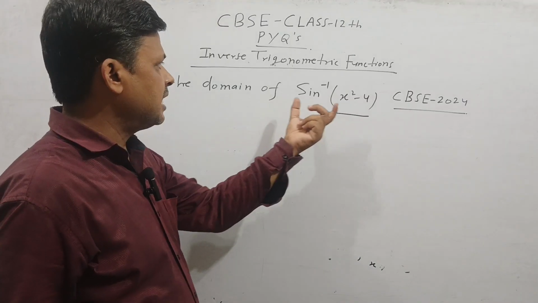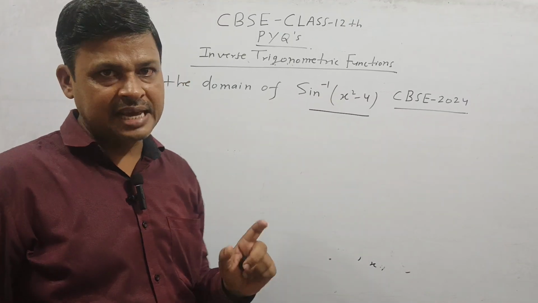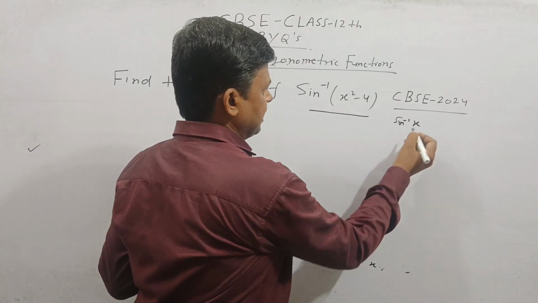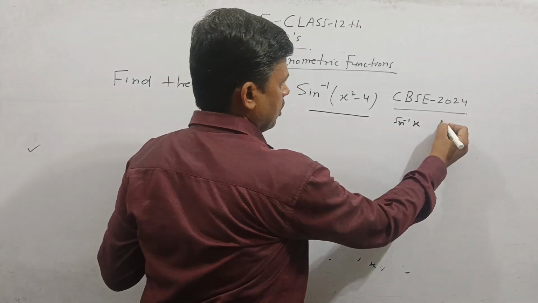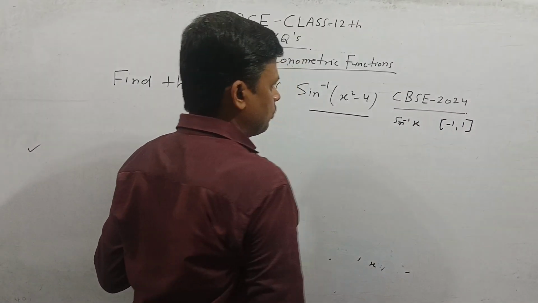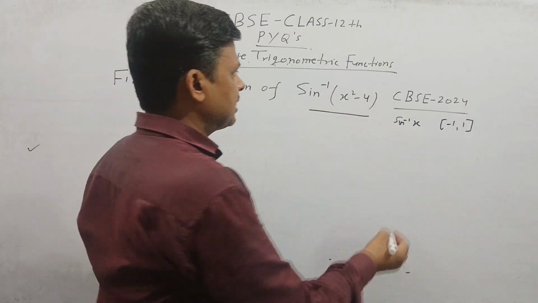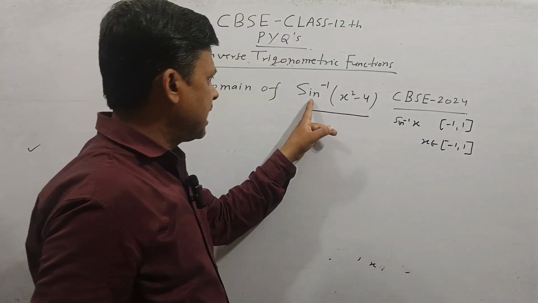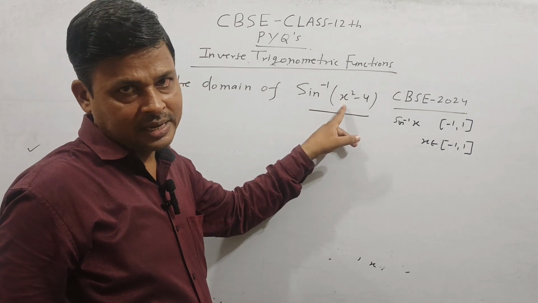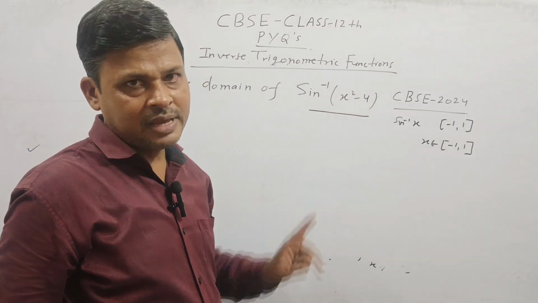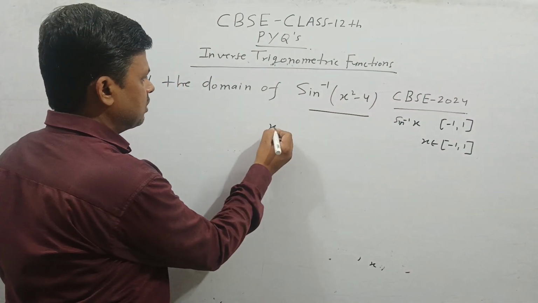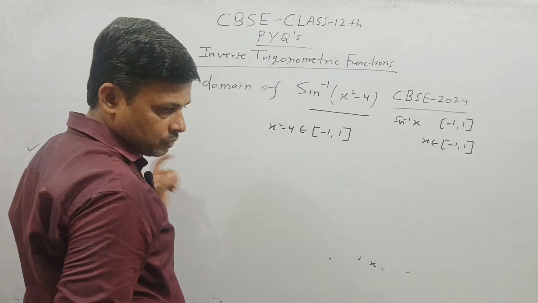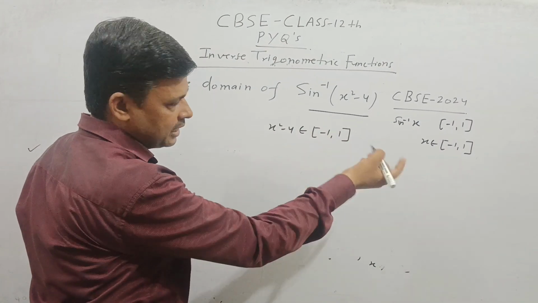So, sine inverse of x square minus 4. You know about the sine inverse function. Then what is the domain of sine inverse x? It is from minus 1 to 1. The same situation will be applied here, that x square minus 4 will also belong to the closed interval from minus 1 to 1.